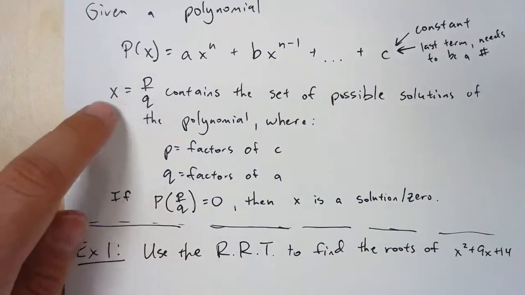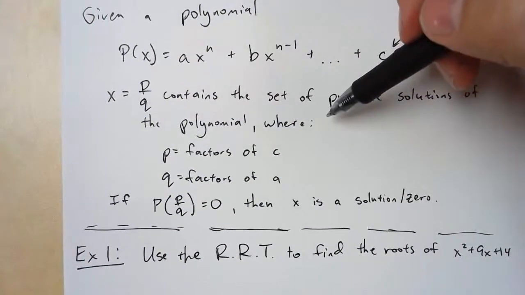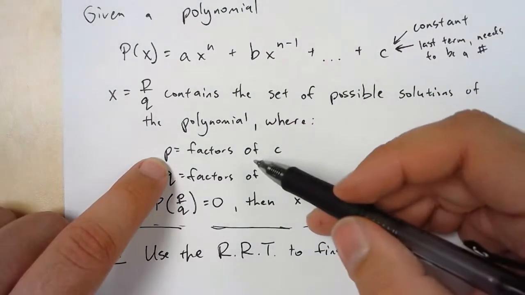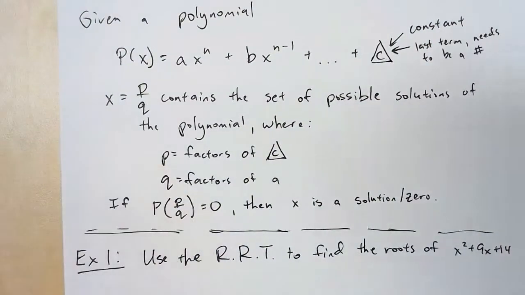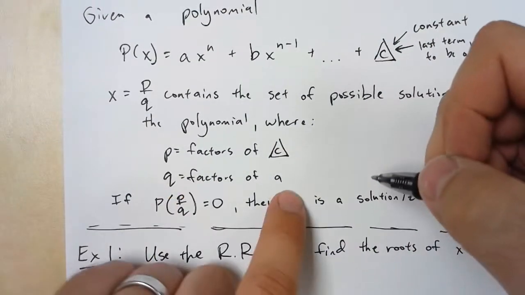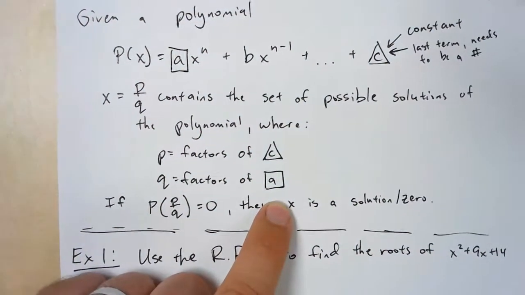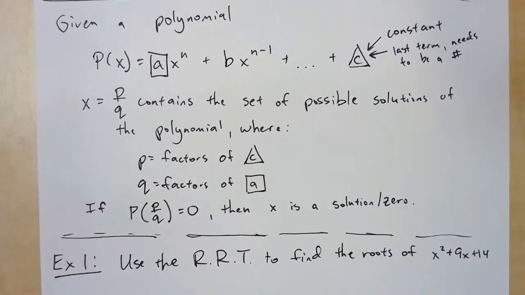Then we can say that x equals p over q contains a set of possible solutions of the polynomial, where p is the factors of the last term, and it's just a list, and q is the factors of a, which is the coefficient of our first term. This isn't going to make a whole lot of sense right now, but we're going to go through it. Just copy this down anyways.